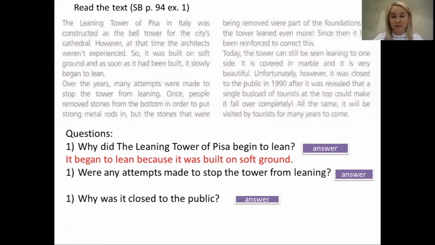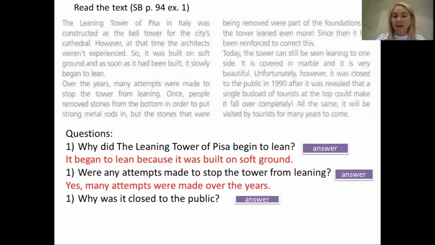The next question. Were any attempts made to stop the tower from leaning? And the answer is yes. Many attempts were made over the years. To find some extra information, you can go back to the second paragraph of this text and find some additional information about these attempts.